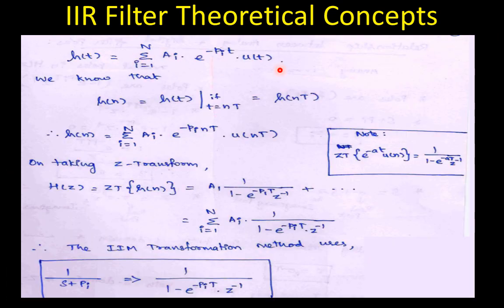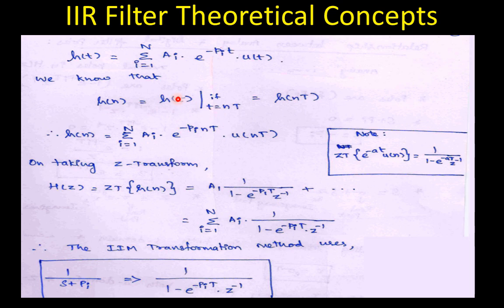So now we have obtained h of t. Okay, so what is the relationship between h of t and h of n? Once you do the sampling process, your h of t becomes h of n. So what is the representation of a sampling process?